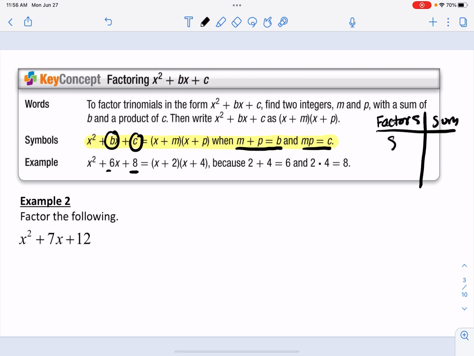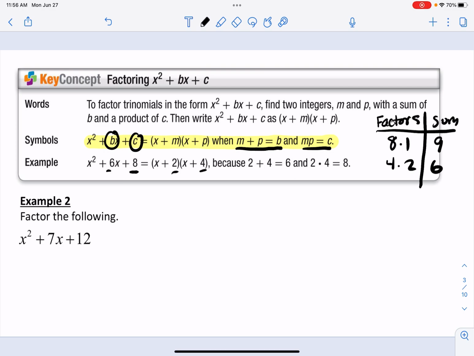So factors of 8: 8 and 1, 4 times 2. 8 and 1 sum is 9, that's not 6. 4 and 2 sum is 6. So that's why they chose those 2 numbers there.